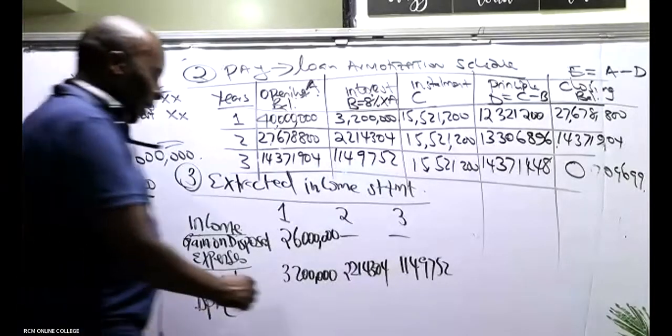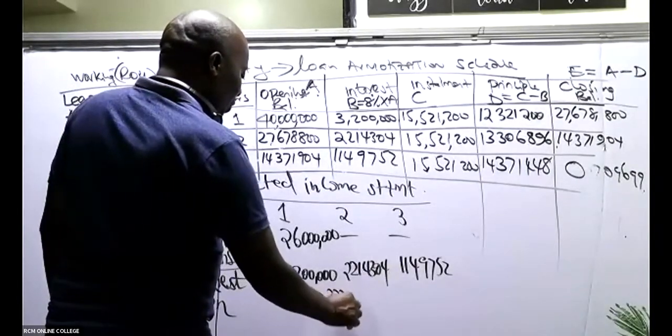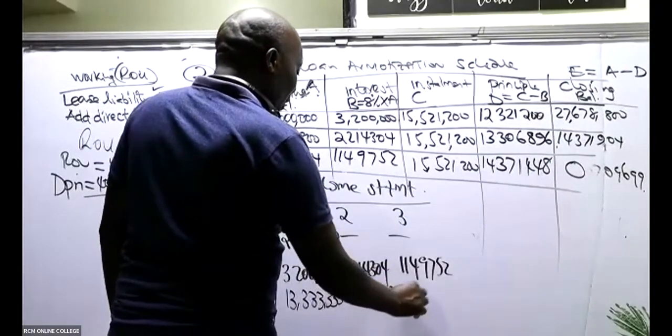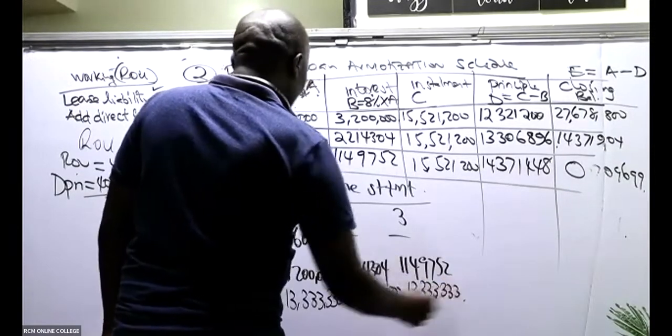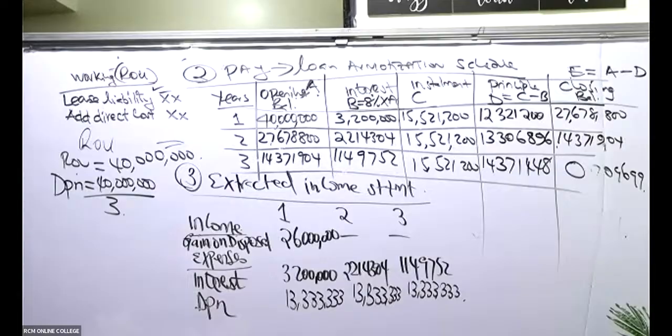So we have here 13,333,333 for each year. And now you are through with your extracted income statement. These are the numbers that you'll be able to take to your full income statement, pertaining to your leased assets.